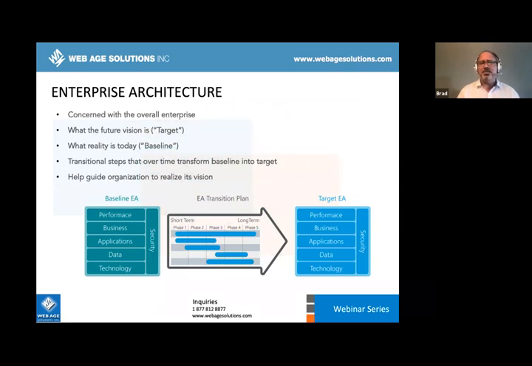Enterprise architecture is a set of practices in architecture that's concerned with the entire enterprise. Loosely speaking, in enterprise architecture, what we think about is, what's the future vision of the organization, maybe 5 years away? What are things like today? How does it work today? What are the things that we need to do over the next 5 years to get us from where we are now to where we want to be? What's that set of steps that would transform where we are now into our future state?